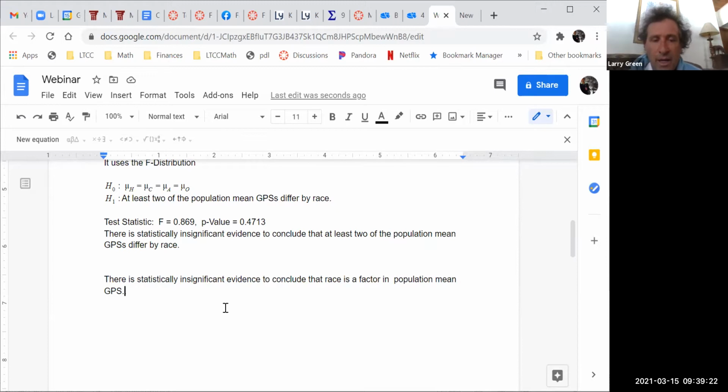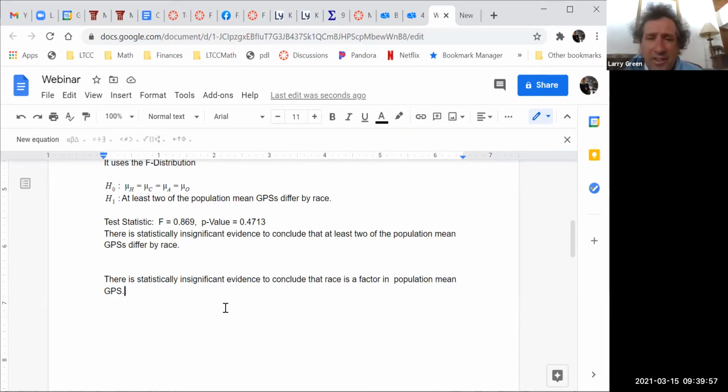What if we got a p-value of 0.01? What would be the difference? How would that change things? Yeah, 0.01, it would be less than. So then you would say, as Genevieve said, there's significant evidence, statistically significant evidence. So what would change is the "in" would go away.